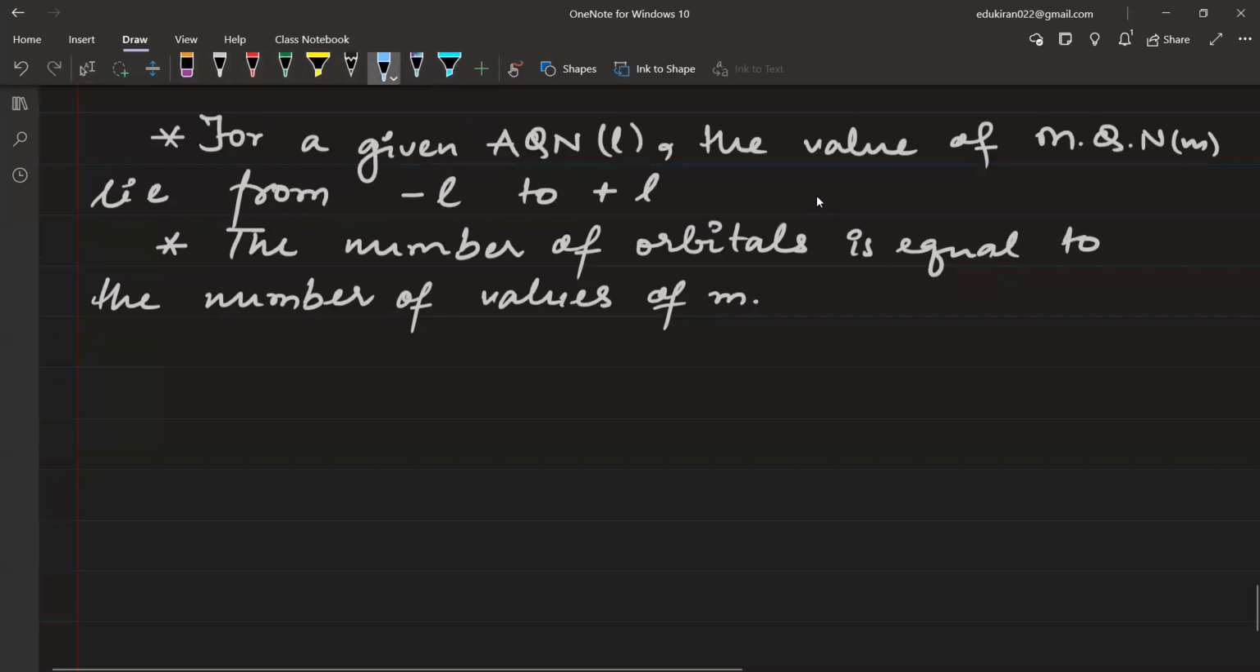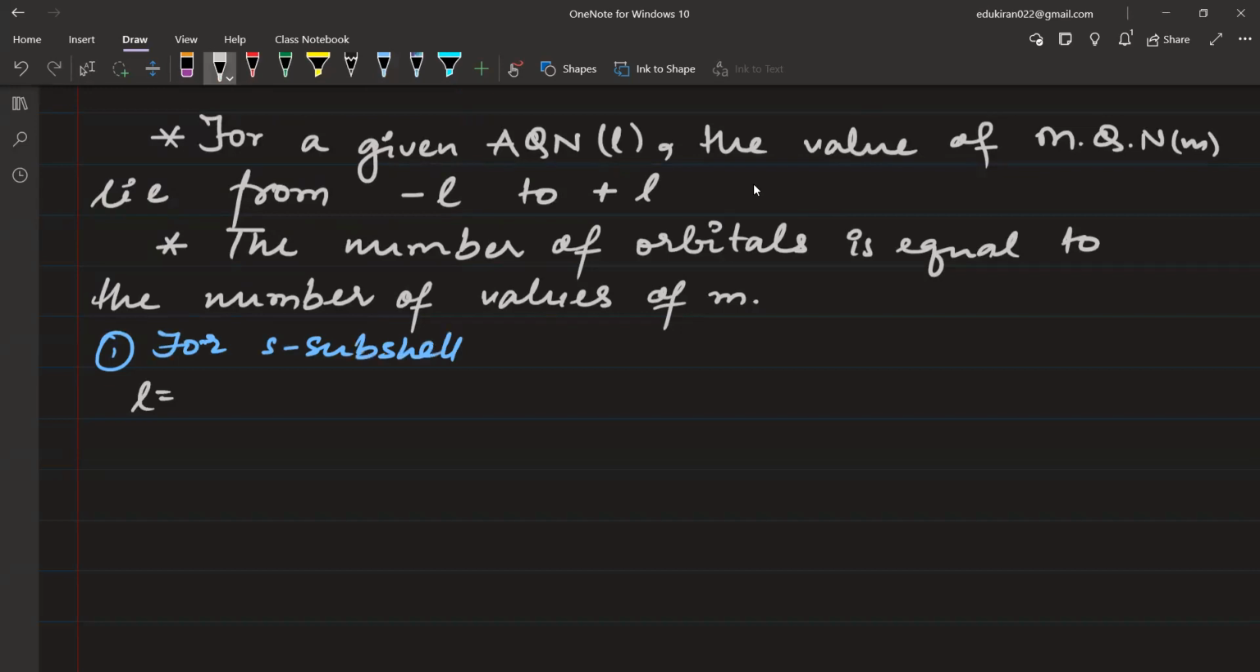Now please write number 1, S subshell. For S subshell, what is the value of L? It is 0. That means M will be equal to minus L to plus L, so minus 0 to plus 0, that is equal to 0. Right? Correct?